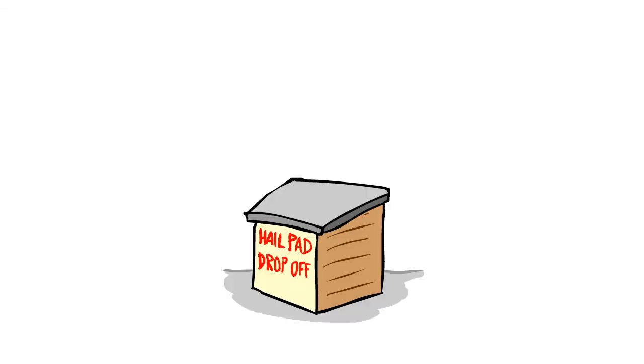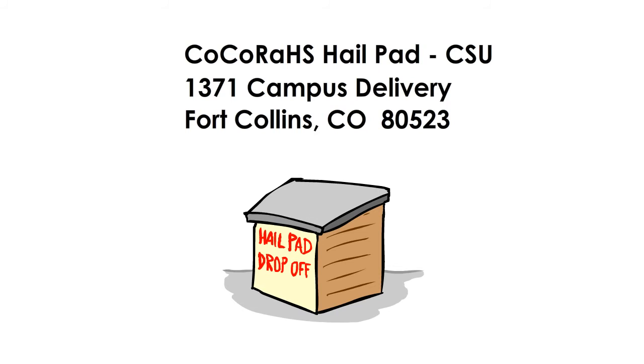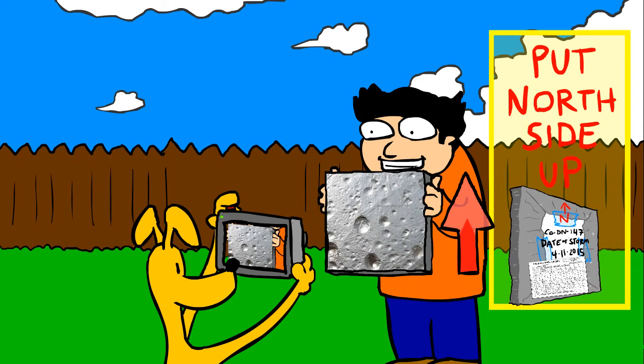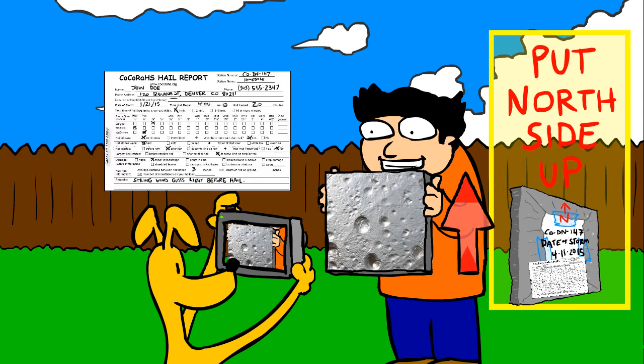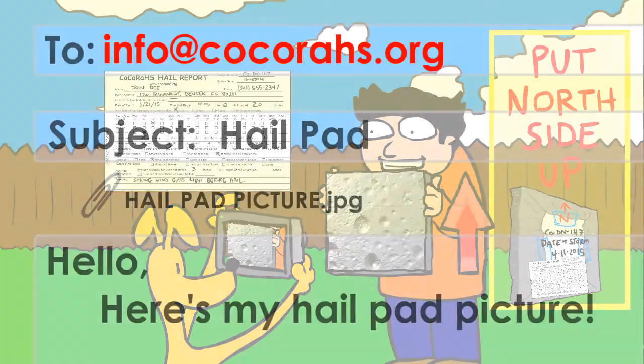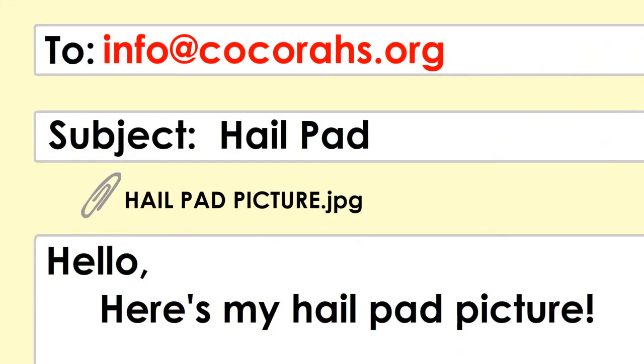You can either drop it off at a hail pad collection location or mail it to this address. If you are unable to drop off or mail the hail pad, please photograph the pad and send it along with a copy of the hail card to info@cocorahs.org, putting the words hail pad in the subject line.